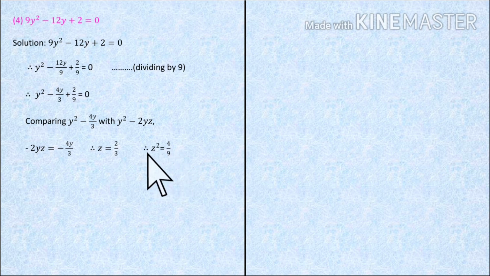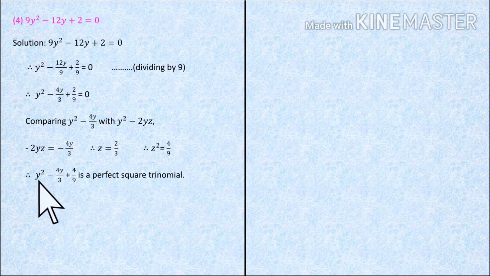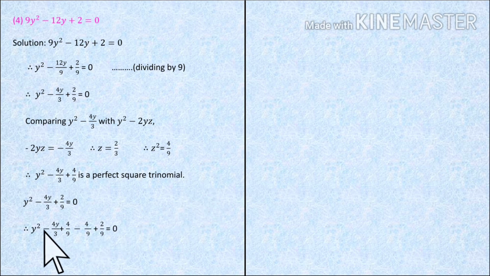Squaring both sides, we get z square is equal to 4 by 9. Now, y square minus 4y by 3 plus 4 by 9 is a perfect square trinomial. So, we can add 4 by 9 and subtract 4 by 9. Therefore, y square minus 4y by 3 plus 4 by 9 minus 4 by 9 plus 2 by 9 is equal to 0.